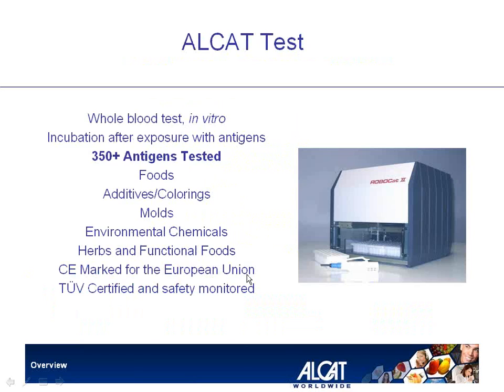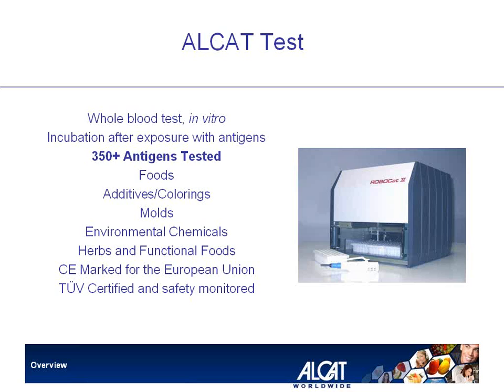The ALCAT test, again, as Dr. Blum has stated, is a whole blood test as opposed to testing serum. We measure the cell reactions of a patient's white blood cells, their neutrophils, before and after introduction to as many as 300 plus antigens. So the things that we're currently screening or testing for are 200 foods, food additives and food colorings, common molds, environmental chemicals, and we've just released a new panel for functional foods and medicinal herbs.